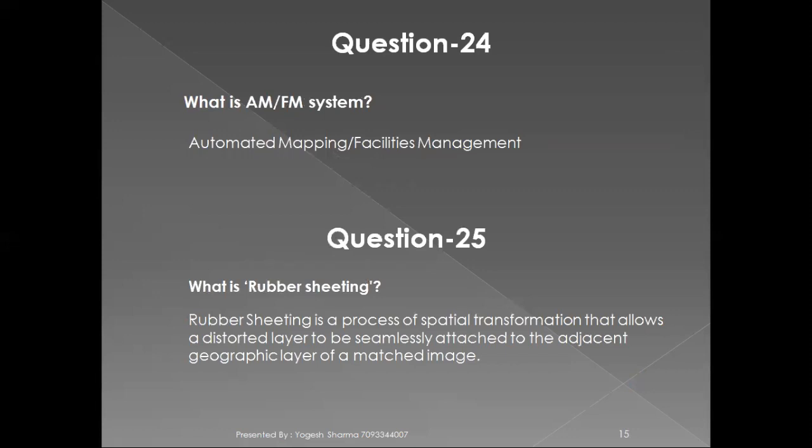What is the meaning of the AM and FM system? AM means automated mapping and FM is facilities management. What is the meaning of rubber sheeting? Rubber sheeting is the process of spatial transformation that allows a distorted layer to be seamlessly attached to the adjacent geographic layer for a matched image. These are the terms we use initially whenever we are preparing the data.